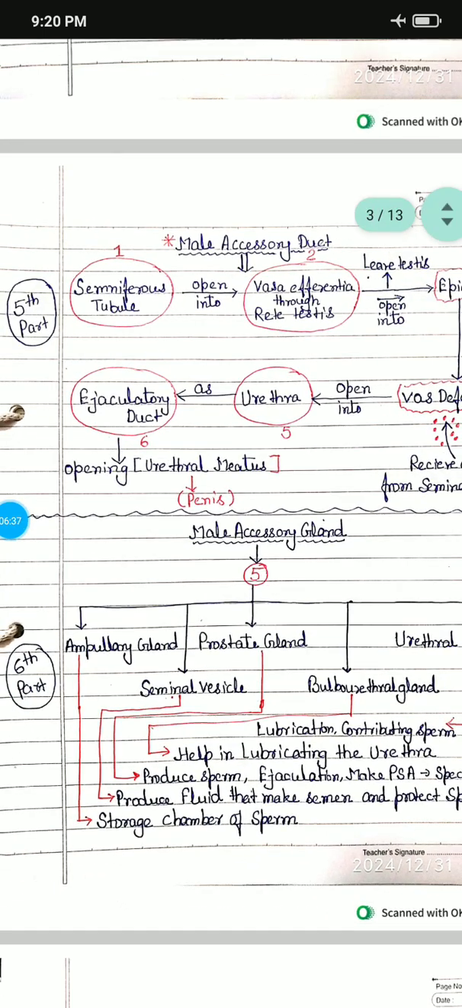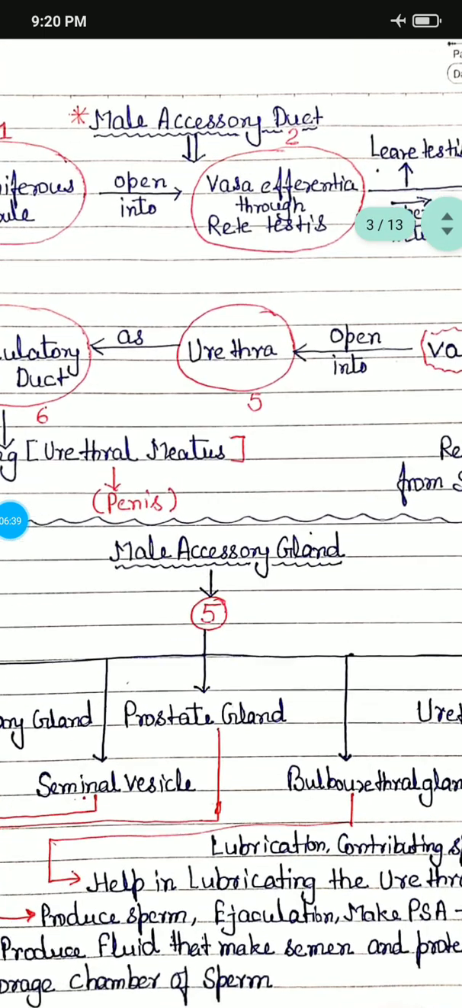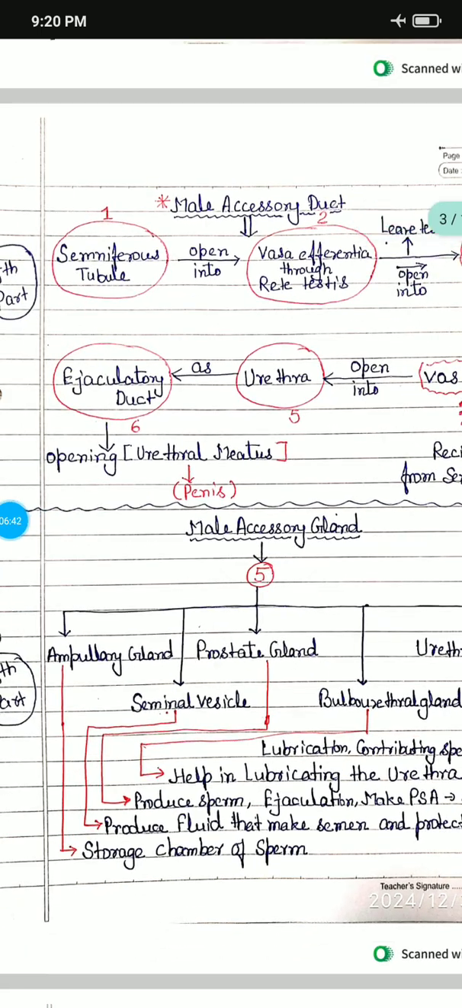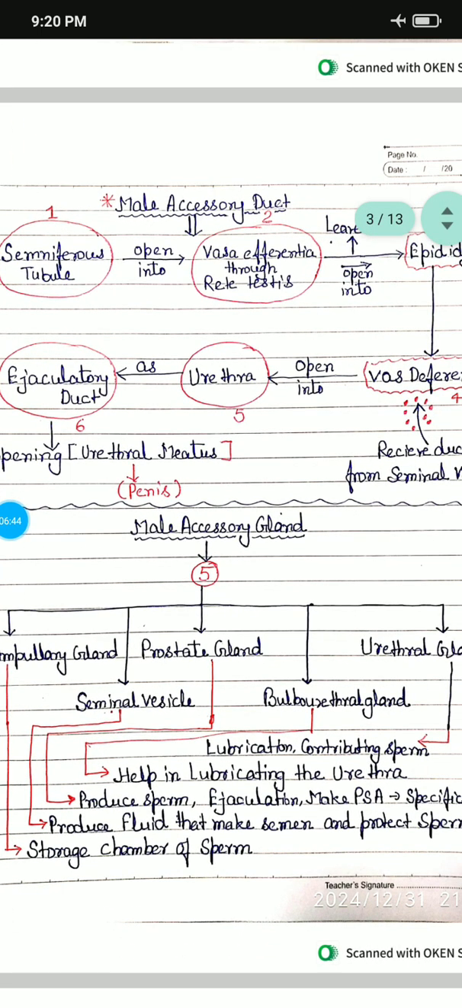Now the next one is the male accessory gland. I already told you it is of three types, but here I will explain that it is of five types.